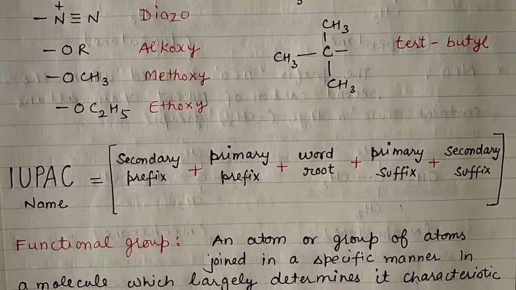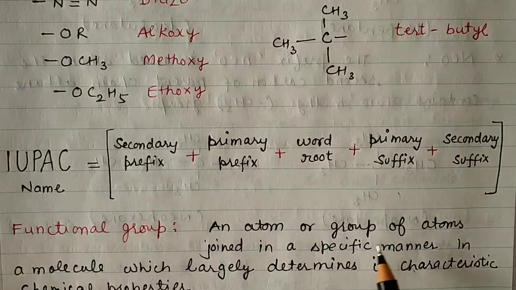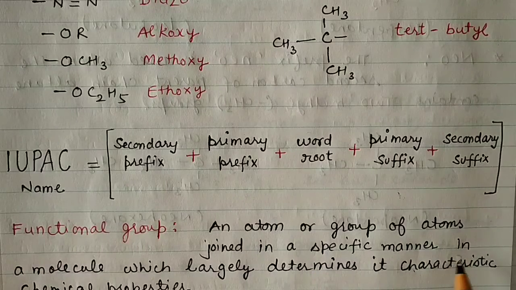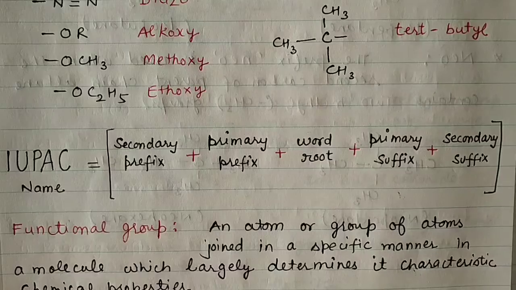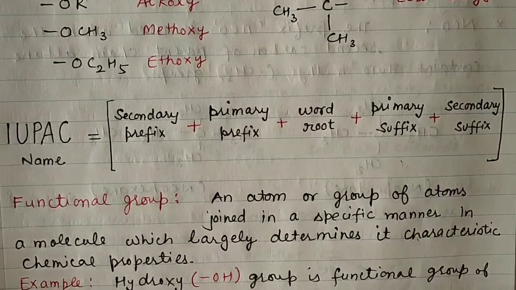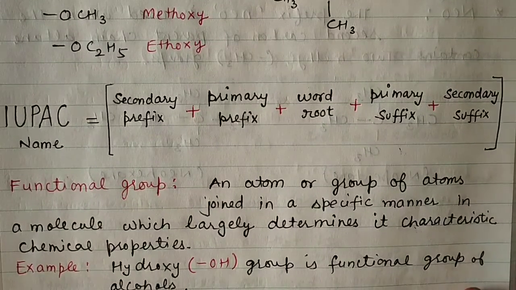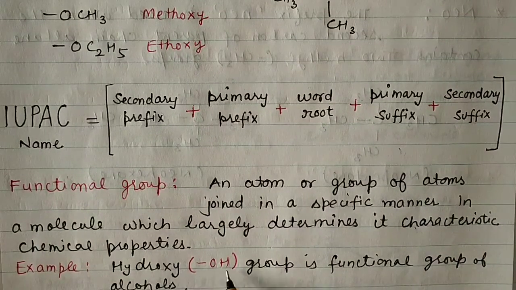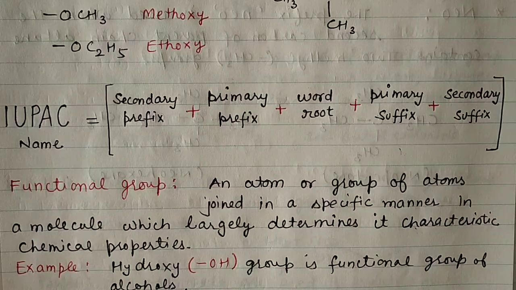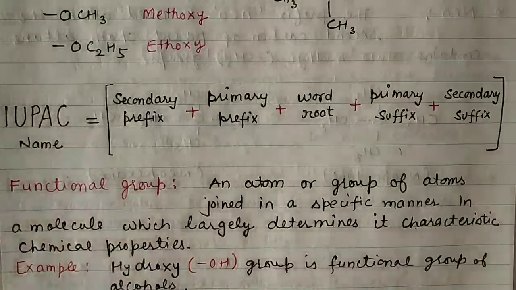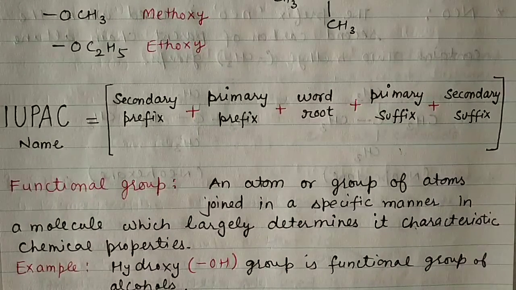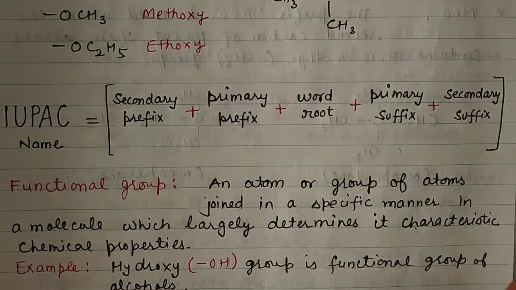Next one is the functional group. An atom or group of atoms joined in a specific manner in a molecule, which largely determines its characteristic chemical properties, is called a functional group. For example, the OH group is the functional group of alcohol. For aldehyde, the CHO group is the functional group. For ketone, the C double bond O group is the functional group. Like this we have functional groups for the different compounds.